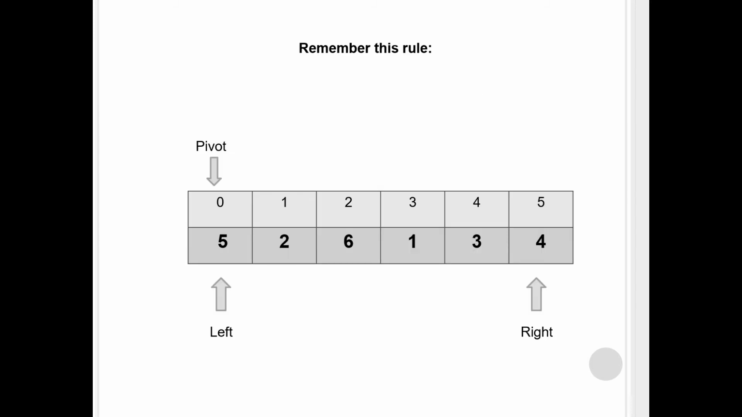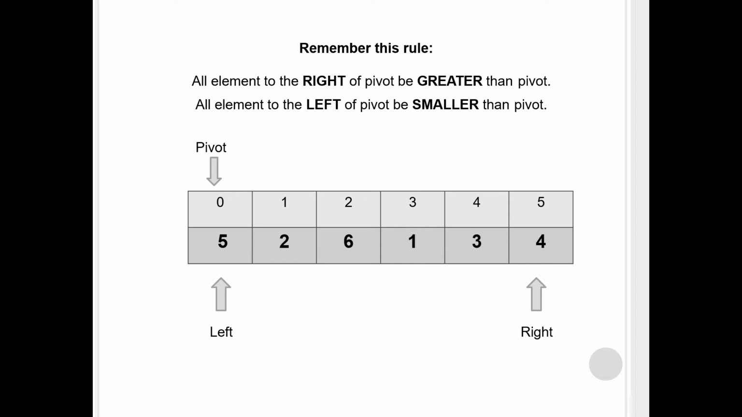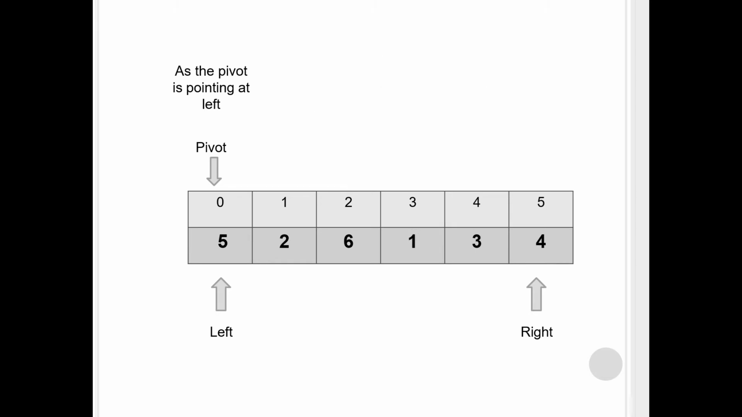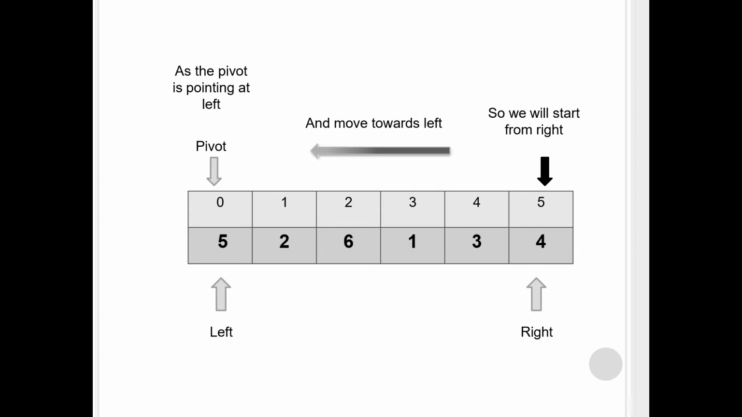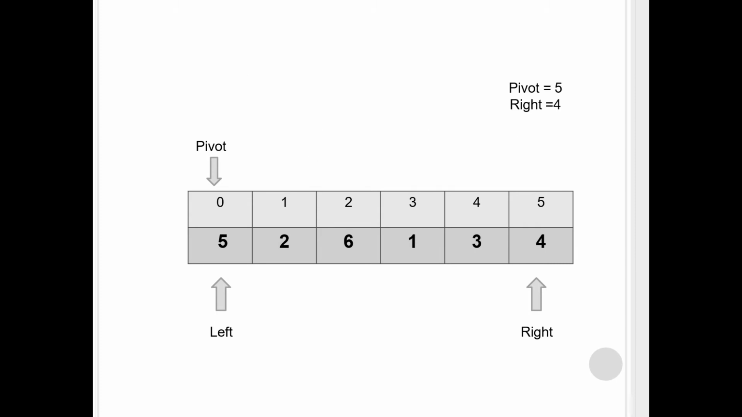Okay, so first we are going to remember this essential rule. All elements to the right of the pivot are supposed to be greater than the pivot, and all elements to the left of the pivot are supposed to be smaller than the pivot. As the pivot is pointing at the left element, we will start from the right and move towards left. So now the pivot is 5 and the right pointer is 4.